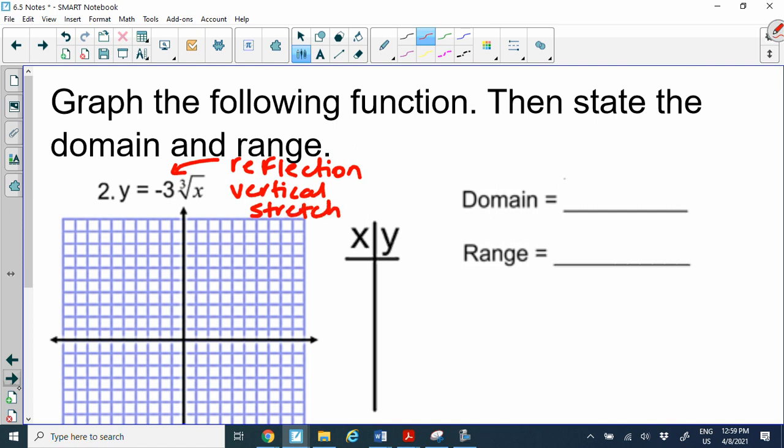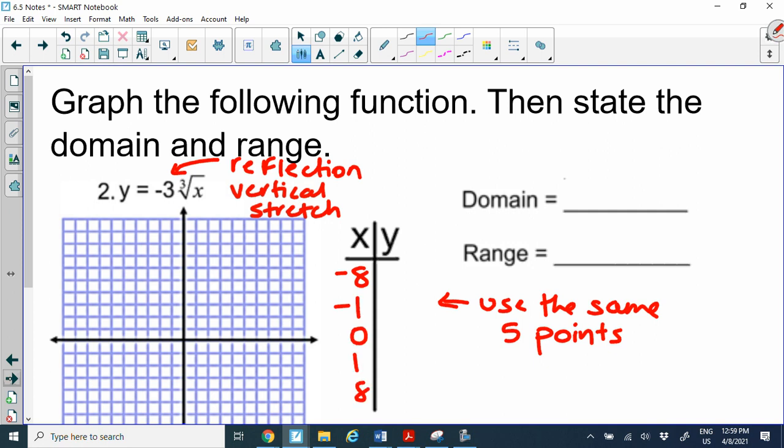Just like we did with our parent function, we are going to use the same 5 points, and we will always use the same 5 points. So that's going to be -8, -1, 0, 1, 8. That makes it a lot easier. Now, when we take the cube root of these values, we will have to multiply by the -3. So the cube root of -8 is -2, times -3 gives us a +6. Cube root of -1 is -1, and we multiply by -3 gives me 3. Cube root of 0 is 0. Anything you multiply with 0 is just 0.